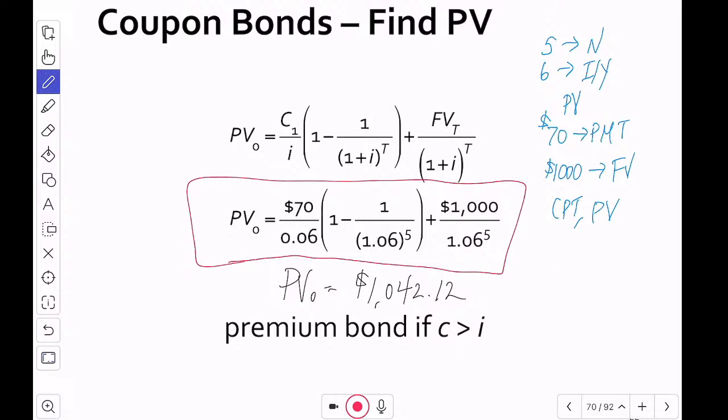So, because we pay more than 1,000, this gets the name premium bond, where you pay a little bit more than usual. This happens when the coupon rate exceeds the yield to maturity. Any questions?